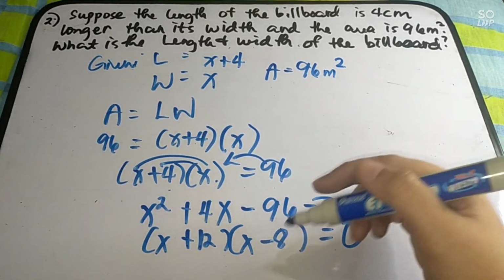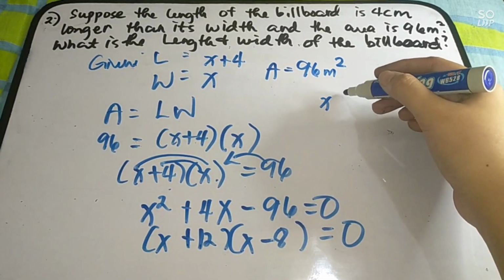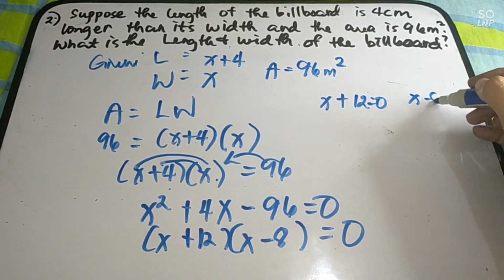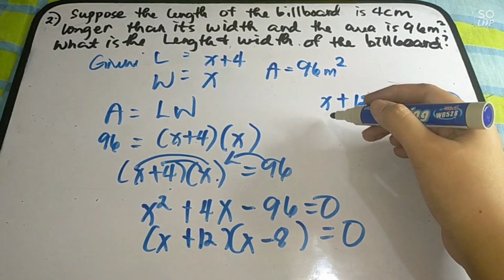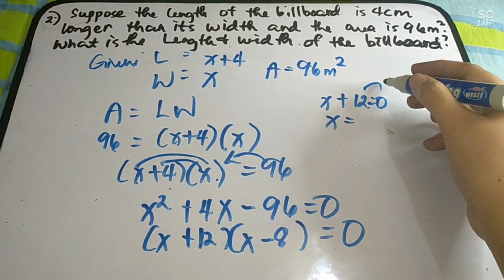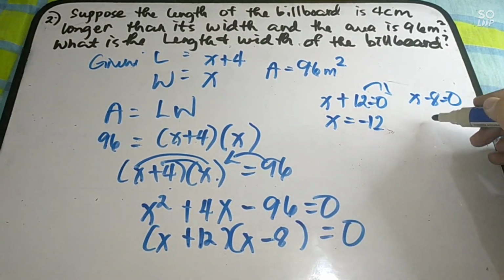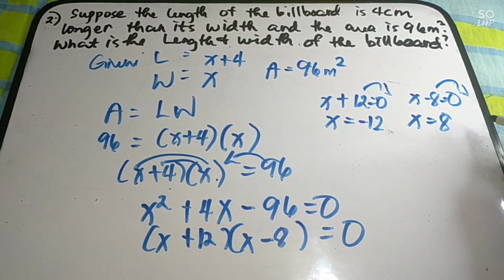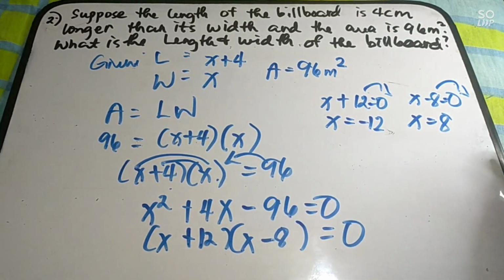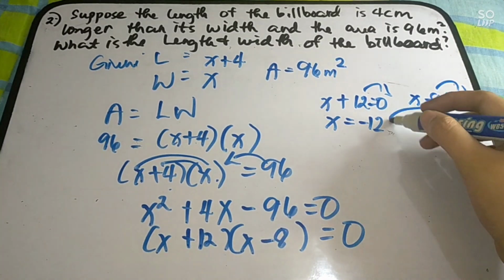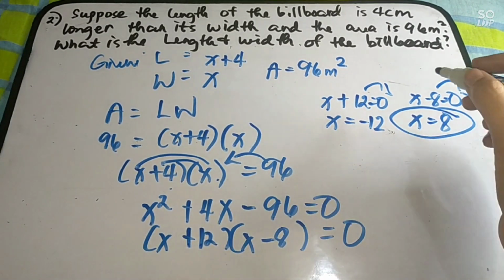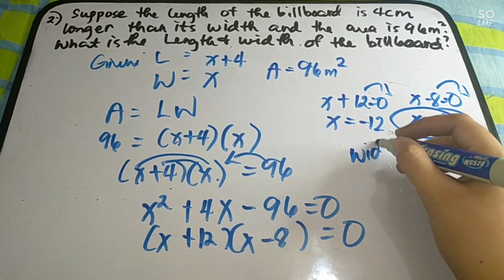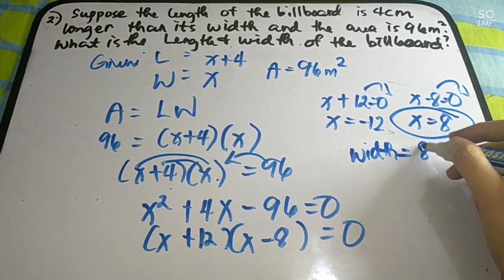Then, afterwards, we are going to solve. So, equate both factors to 0. X plus 12 equals 0, then x minus 8 is equal to 0. Then solve for x. X is equal to, just transpose, negative 12. Then x is equal to positive 8. Since sukat ulit ang pinag-uusapan natin, we consider the positive answer. So, since you have your x as 8, therefore, your width is equal to 8 centimeters.